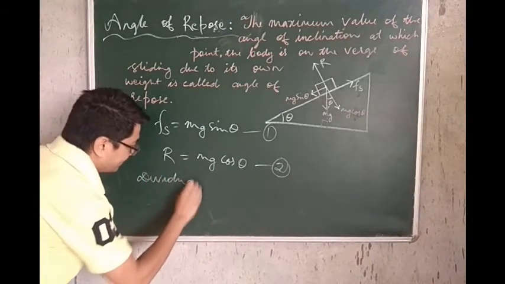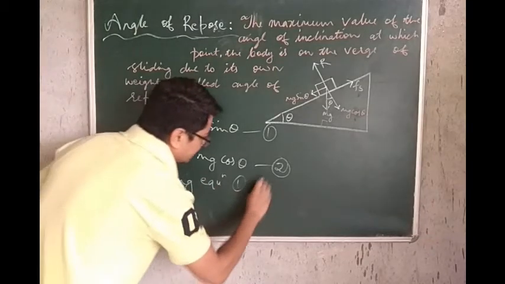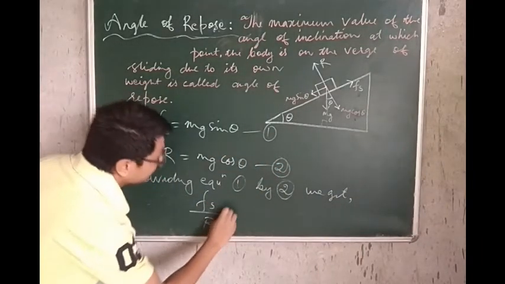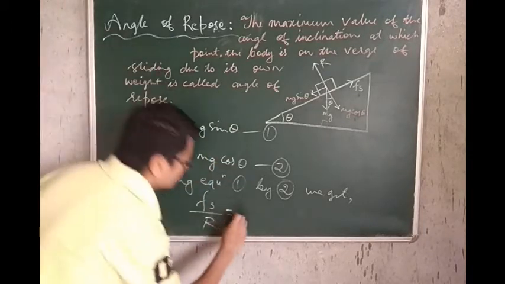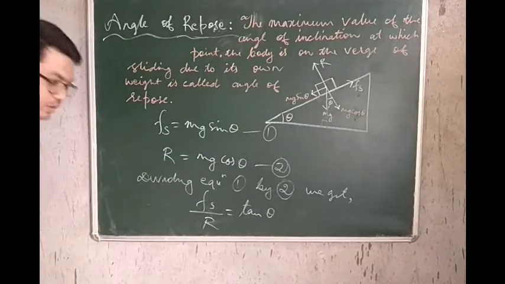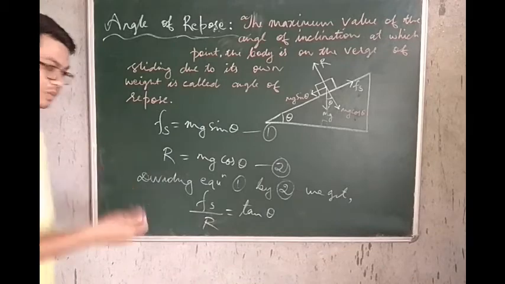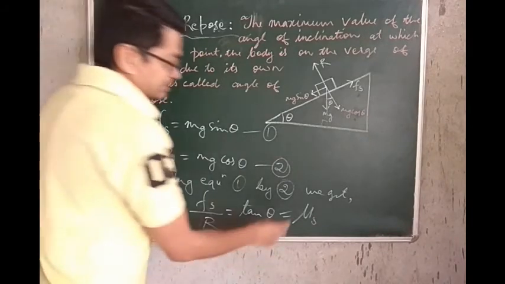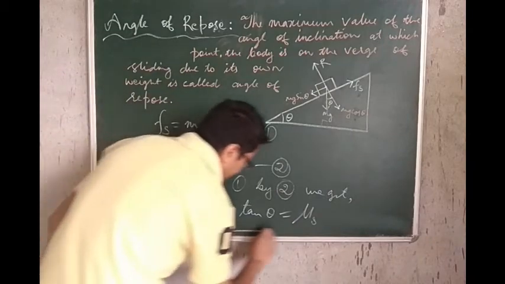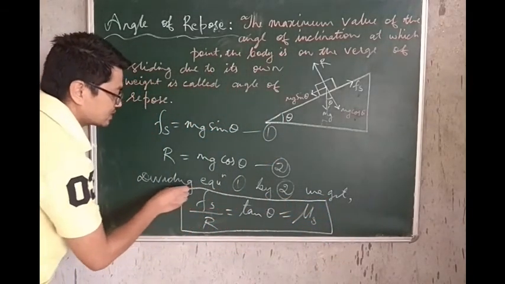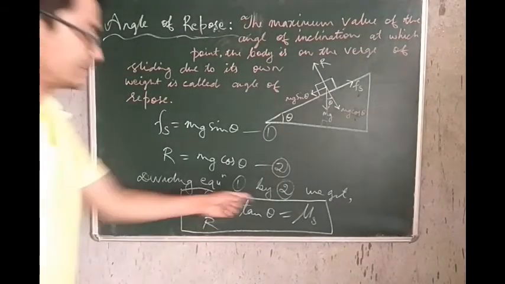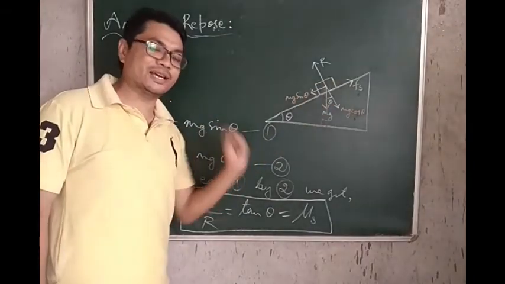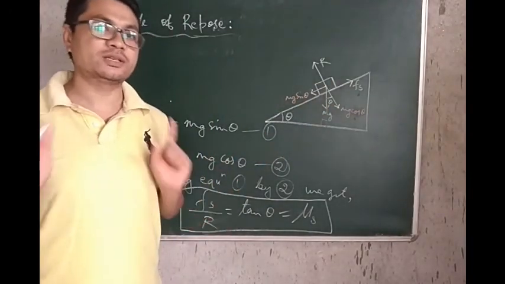Dividing equation 1 by 2, what do we get? Fs upon R is equal to mg sin theta upon mg cos theta; the mg cancels, and sin theta upon cos theta becomes tan theta. But what is this Fs upon R? Fs upon R is your coefficient of static friction. So this is another relation between the angle of repose and the coefficient of friction. You also get to derive this relation sometimes. In case of a body placed on an inclined plane, the angle of repose and the angle of friction are one and the same, mind you.